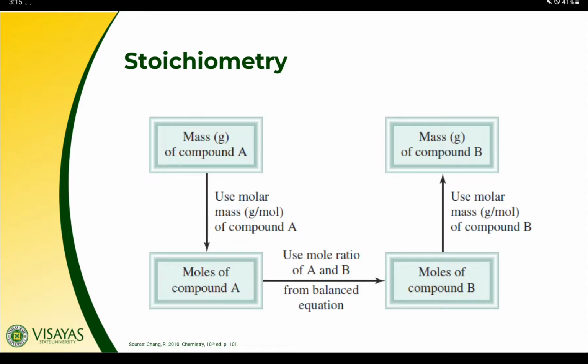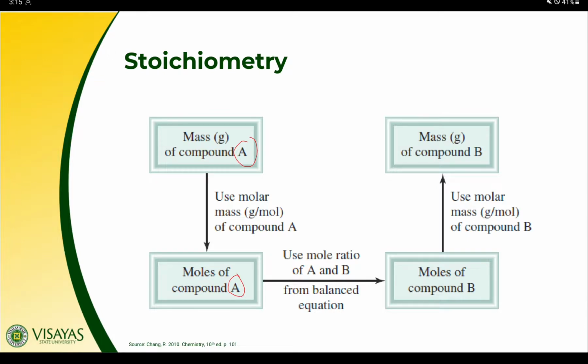So here, this is what we use, no? The schematic diagram, so we can compute for the mass of our reactant or product. So in the first step here, if we want to convert mass to mole of the same compound, for example, we have compound A. If we want to convert mass to mole of compound A, we will use molar mass.